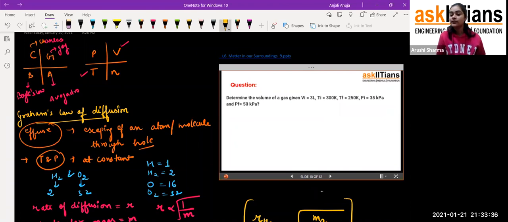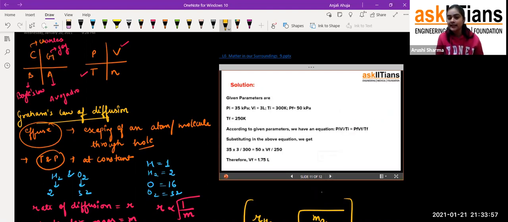Now determine the volume of a gas. VI is 3 liters. TI, I represents the initial. That means initially we have this, and F represents the final. That means after some time we have this. So TI is given, TF is given, PI is given, and PF is given. Now what you have to find out is VF, that is the final volume. See, PI, VI, TI and PF are given.